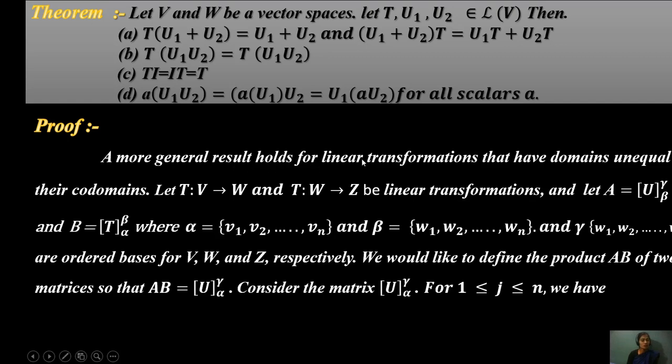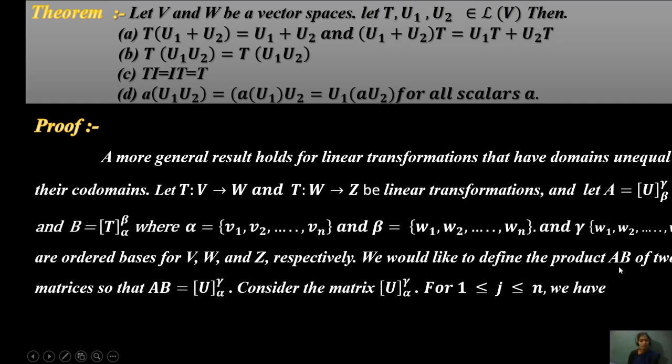A more general result holds for linear transformations whose domain has a coordinate system. Let T be a linear transformation from V to W and U a linear transformation from W to Z. Let alpha equal v1, v2 to vn, beta equal w1, w2 to wn, and gamma equal z1, z2 to zp, so that the matrices are of the appropriate orders.